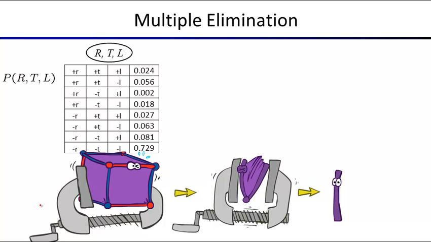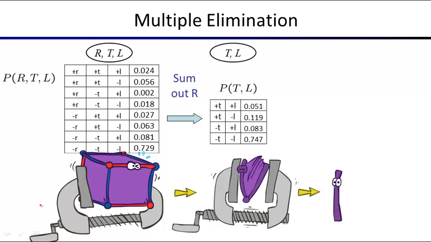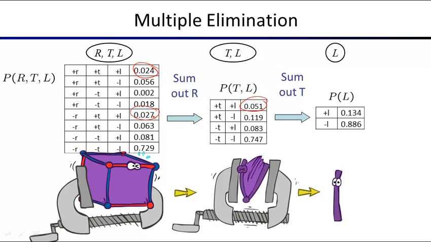Okay, let's look at this again. We have this full join that we computed after joining on R, joining on T. Then we could sum out R, means build a new table where R is gone, but still all combinations of T and L. And you compute it by summing together the corresponding entries. For example, this entry here comes from plus T plus L, which would be this one here and this one here, summed together. Then we sum out T, get a table over just L, and what we found with this computation is the distribution for L.